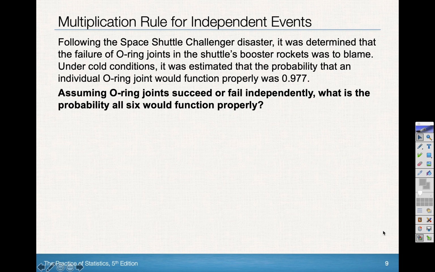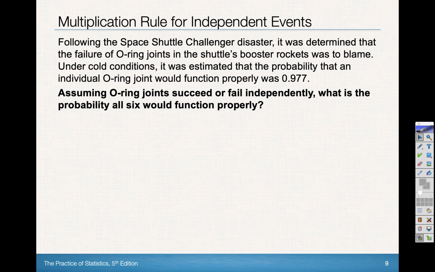For example, well, way before your time, there was a space shuttle called the Challenger, and it was an absolute disaster. Okay, it was determined that the failure of the O-ring joints in the shuttle's booster rockets were to blame for it exploding. Under the cold conditions, it was estimated that an individual O-ring would function properly 0.977 of the time. Okay, so 97.7% chance or probability that the individual O-ring would work.